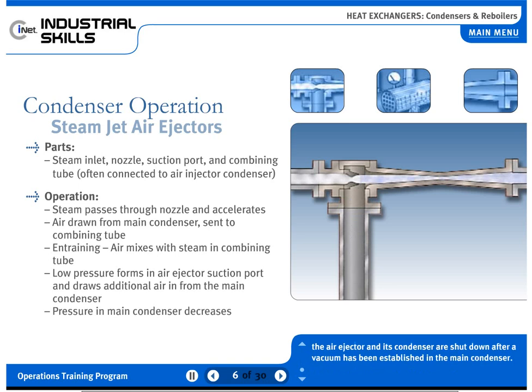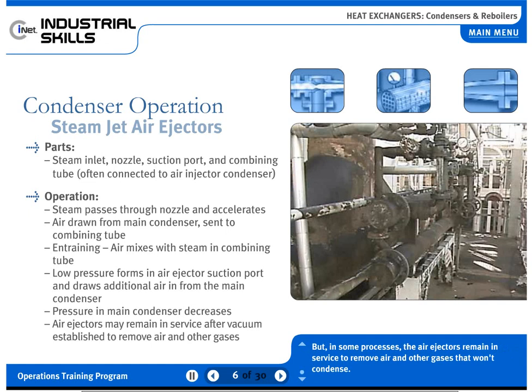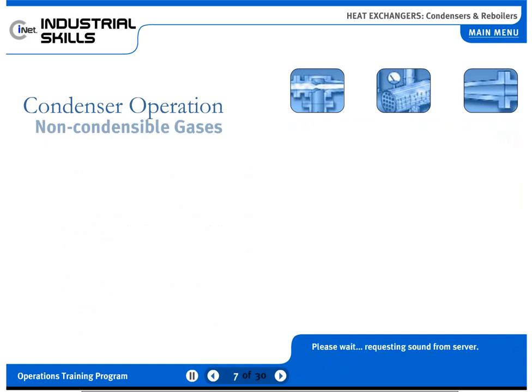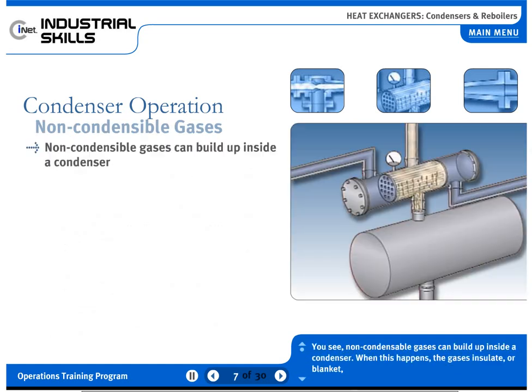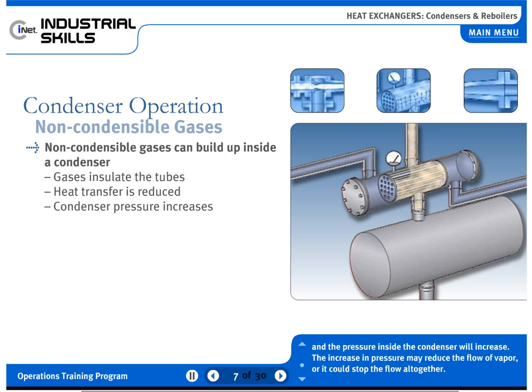In some systems, the air ejector and its condenser are shut down after a vacuum has been established in the main condenser. But in some processes, the air ejectors remain in service to remove air and other gases that won't condense. You see, non-condensable gases can build up inside a condenser. When this happens, the gases insulate or blanket the tubes and reduce the amount of heat transferred in the condenser. As a result, less vapor will condense, and the pressure inside the condenser will increase. The increase in pressure may reduce the flow of vapor, or it could stop the flow altogether.